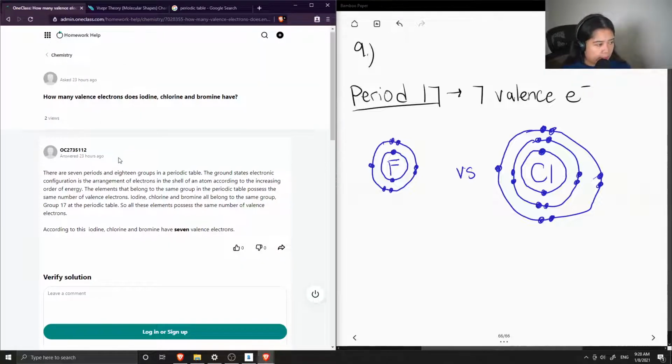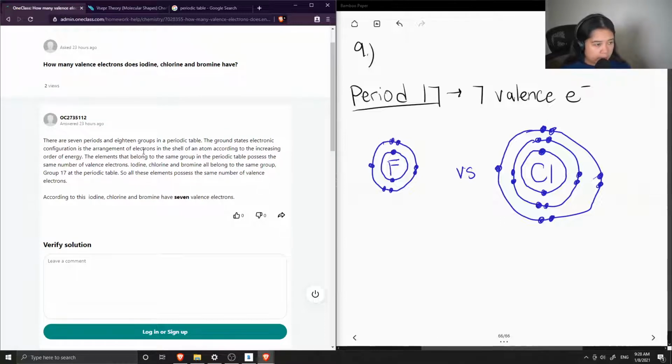There are 7 periods and 18 groups in a periodic table. The ground state's electronic configuration is the arrangement of electrons in the shell of an atom according to the increasing order of energy. Elements that belong to the same group in the periodic table possess the same number of valence electrons. Iodine, chlorine, and bromine all belong to the same group, which is group 17 of the periodic table. So all these elements possess the same number of valence electrons. According to this, iodine, chlorine, and bromine have 7 valence electrons.